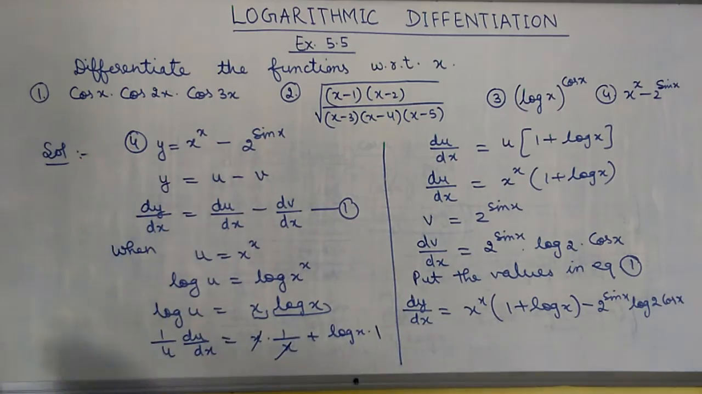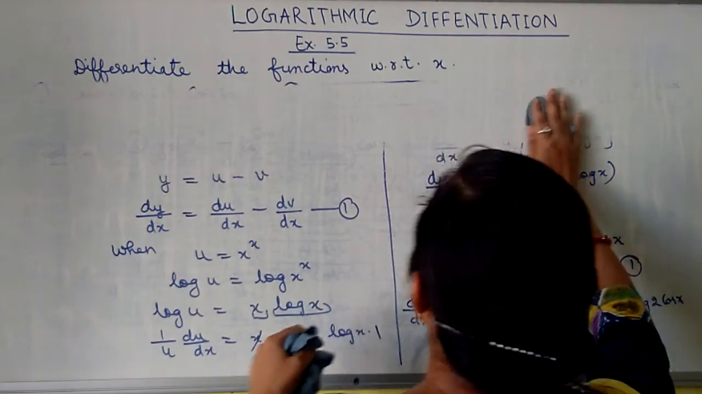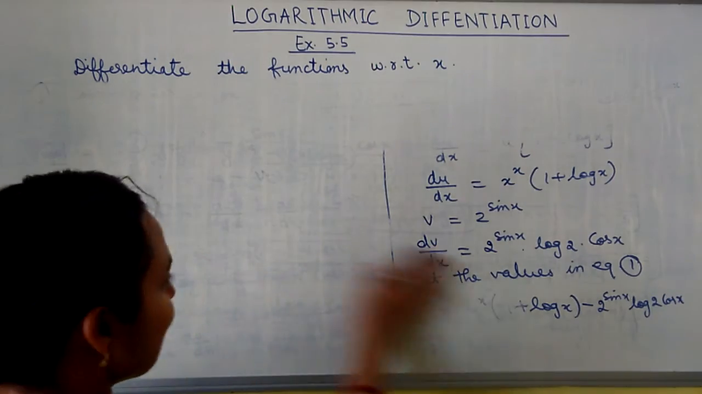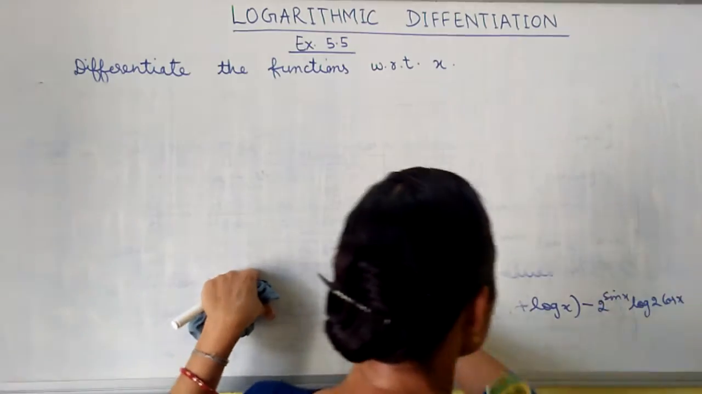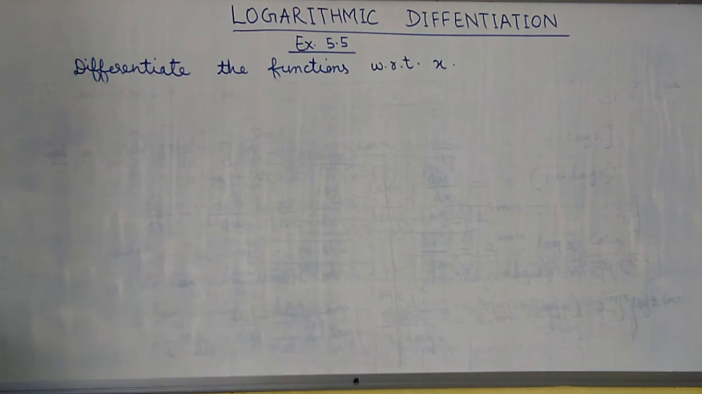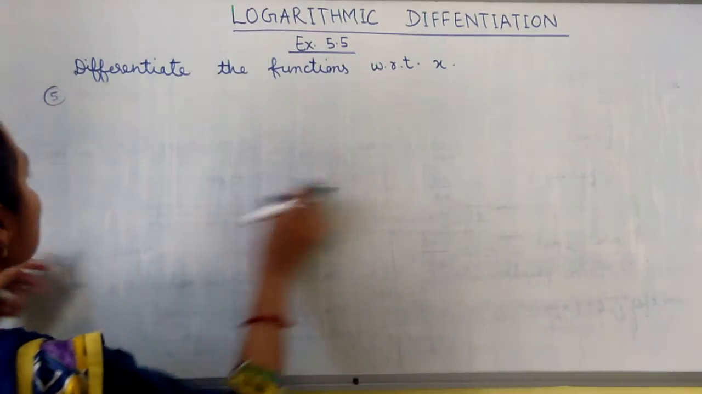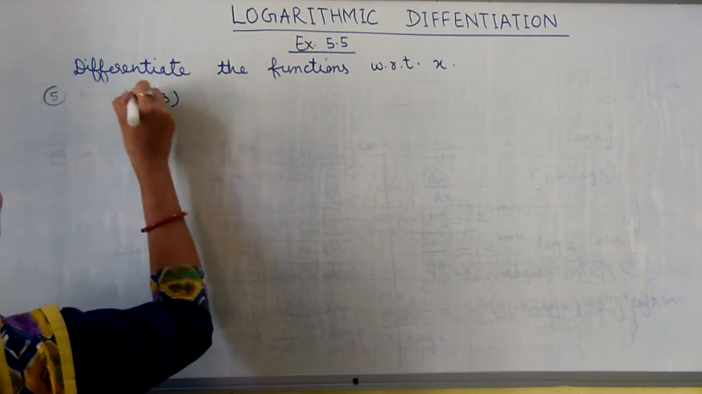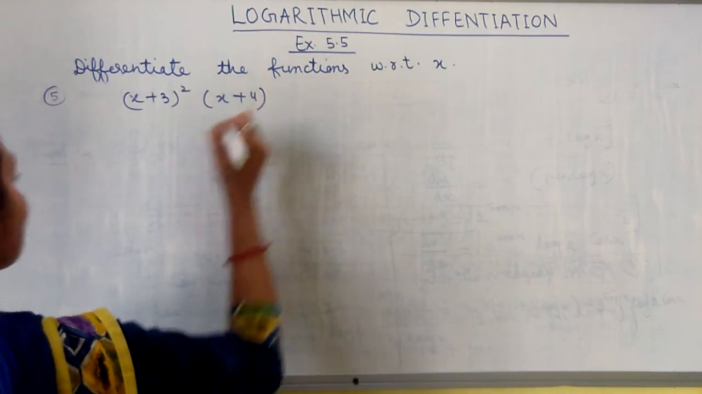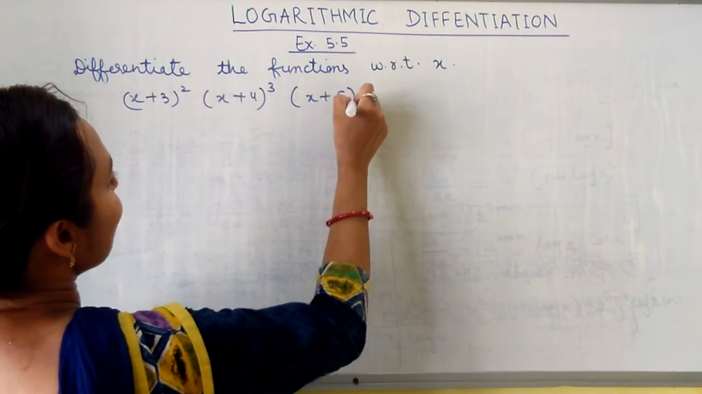I will do question number 5 for you, so that it becomes easy to understand the questions while doing the exercise. Okay, so I will do question number 5 also. What is that question? Question number 5 is x minus 3 whole square, x plus 4 whole cube, x plus 5 raised to power 4.